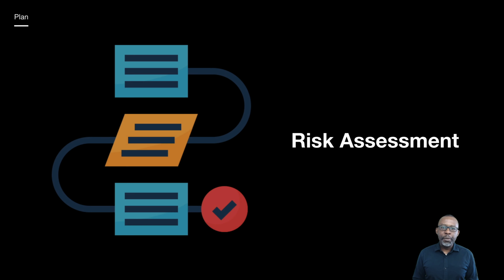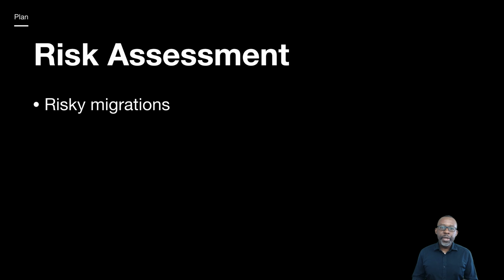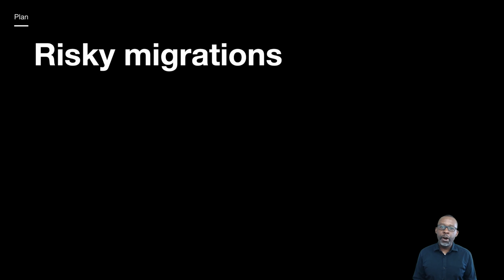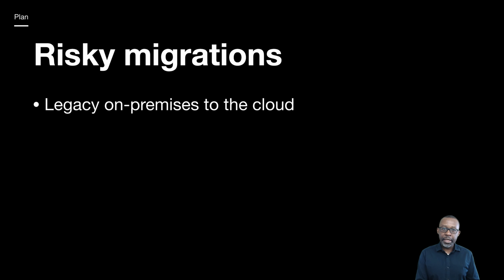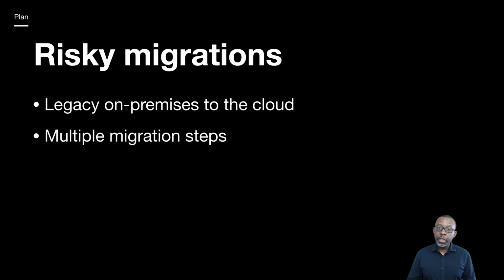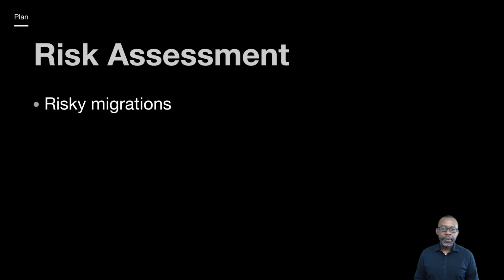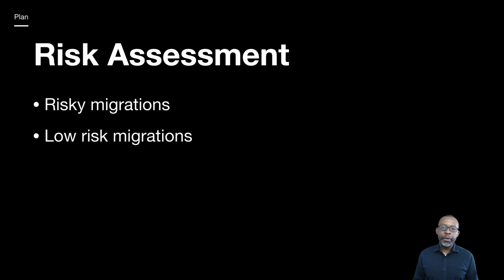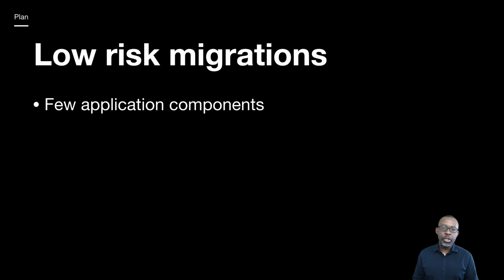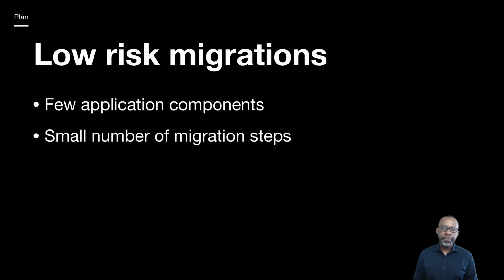We're going to end the planning module with a look at risk assessment. The most risky migrations are migrations that involve a migration from a legacy environment to the cloud. It's risky because the technology and the capabilities across the two environments have the most difference. Migrations that have multiple steps also tend to be risky, as each of those steps may present a unique set of challenges. On the other hand, low-risk migrations tend to have fewer application components and fewer migration steps.